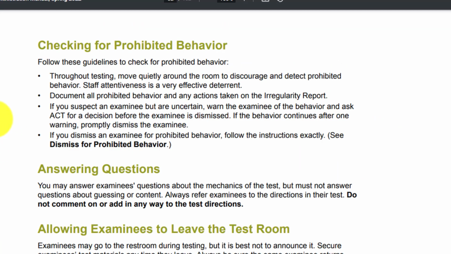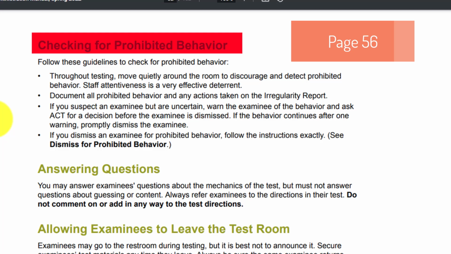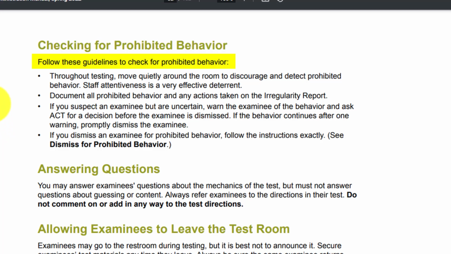On top of page 56, checking for prohibited behavior. Follow these guidelines to check for prohibited behavior. Throughout testing, move quietly around the room to discourage and detect prohibited behavior. Staff attentiveness is a very effective deterrent. Document all prohibited behavior and any actions taken on the irregularity report.